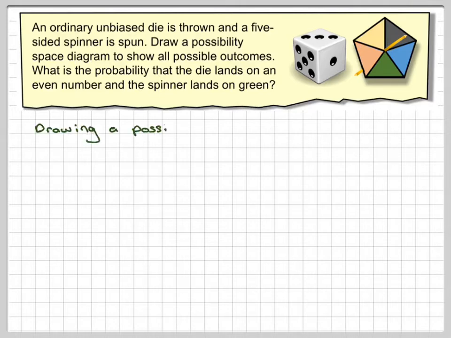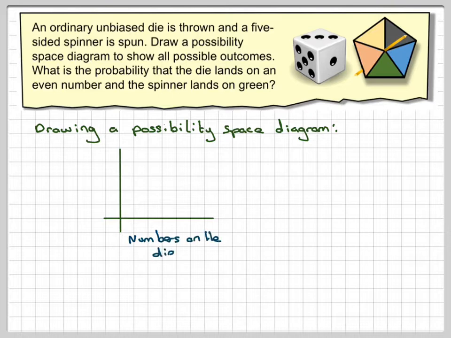Okay, so what we're going to do is draw what's known as a possibility space diagram. This is sometimes known as a probability grid. So we're going to look at the numbers on the die, which are 1 to 6: 1, 2, 3, 4, 5, 6. And then we're going to look at the colours on a spinner. So we've got yellow, orange, green, blue and grey. It doesn't matter actually which way round these two go.